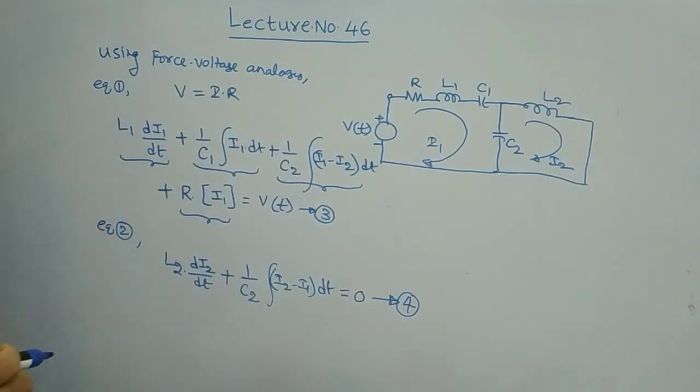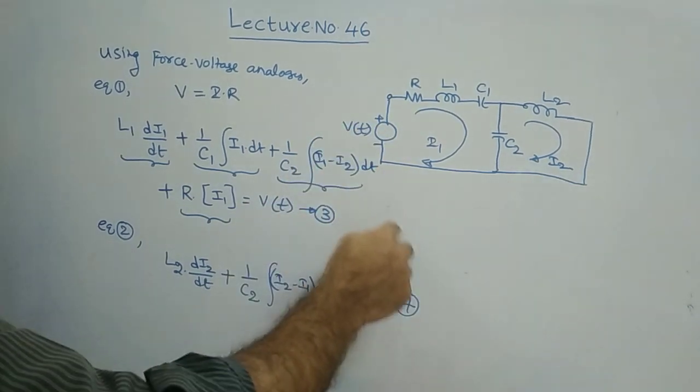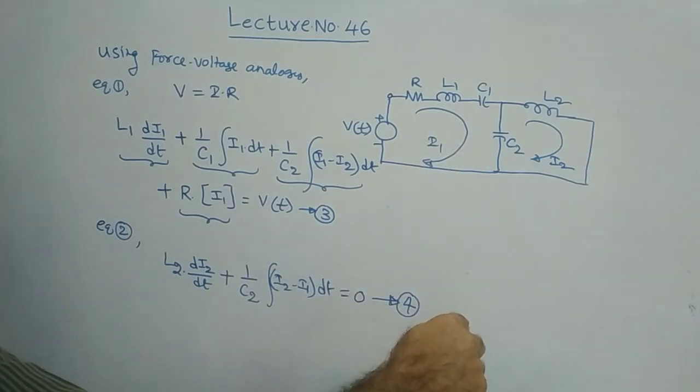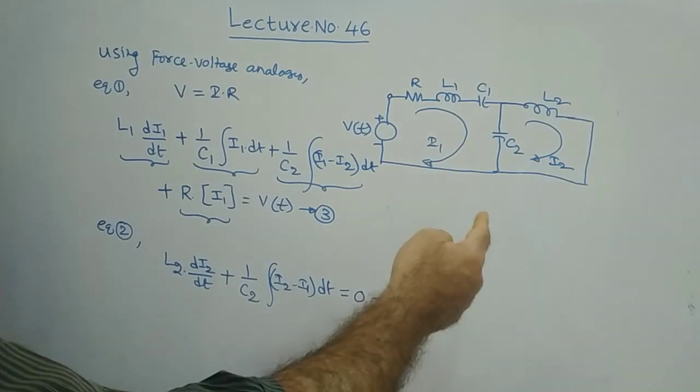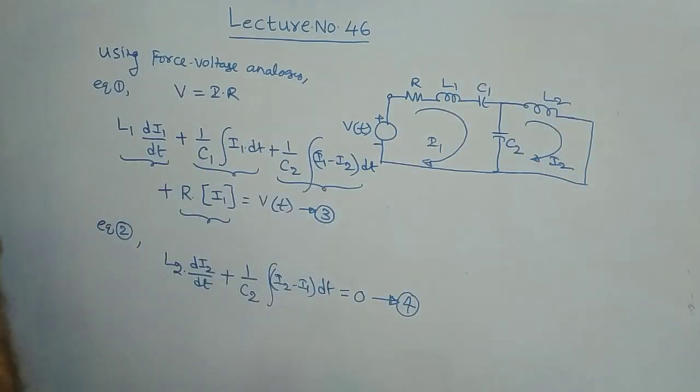Similarly, you can try on your own for the electrical force current analogy. That is nothing but simply all these in parallel combination. Instead of V of t you will have I of t, and all these R, L, C elements come in parallel. You try on your own, and I will explain the same in the subsequent presentation.